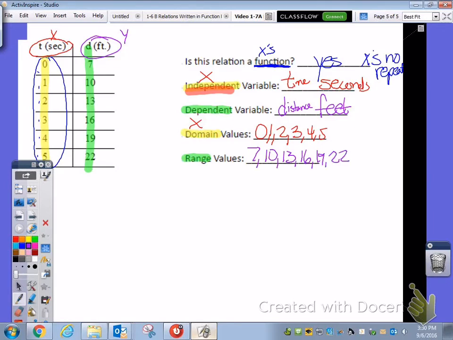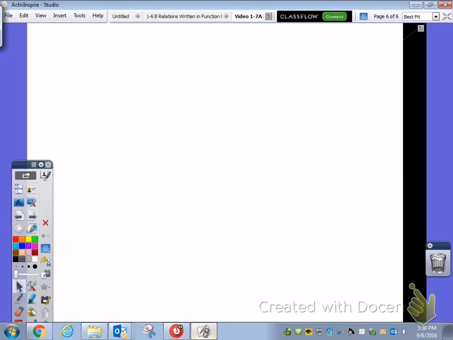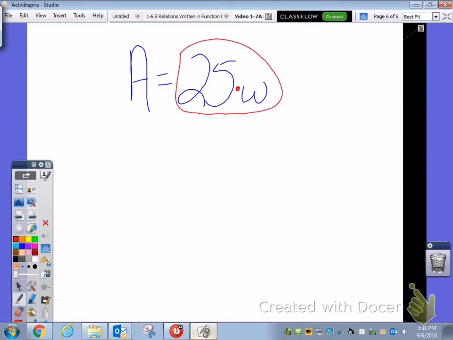Now, on the bottom of your page, I want you to write this down because some of you still struggle with this. I want you to write A equals 25W. Remember, the very first thing you do is look for multiplication. So the variable by the multiplication is my independent. So my independent is W, which stands for width. My dependent is the other variable, A, which represents area.